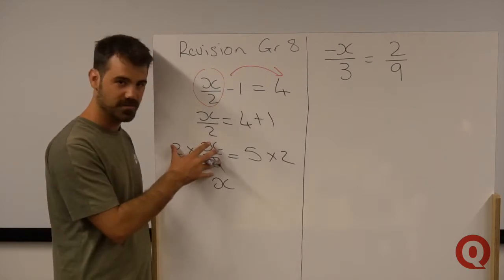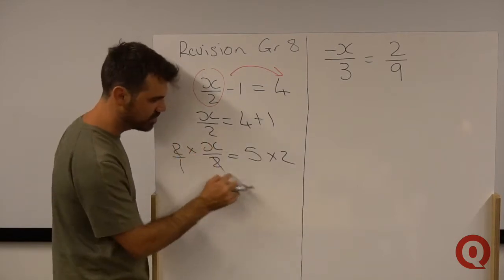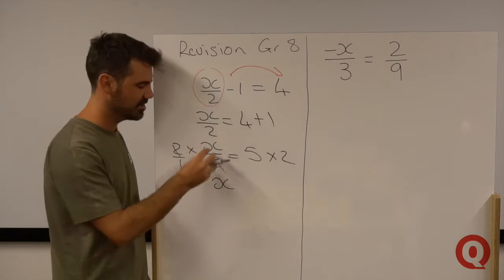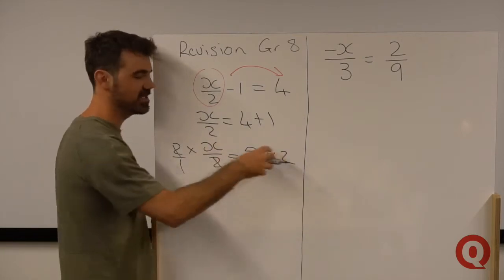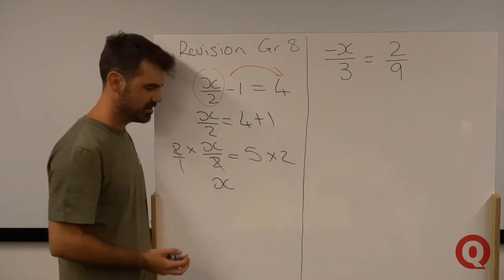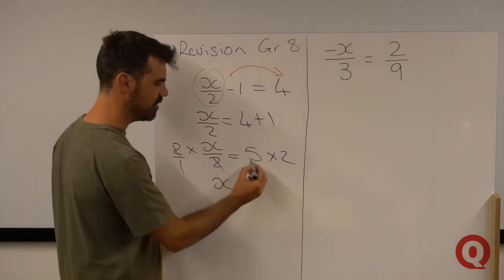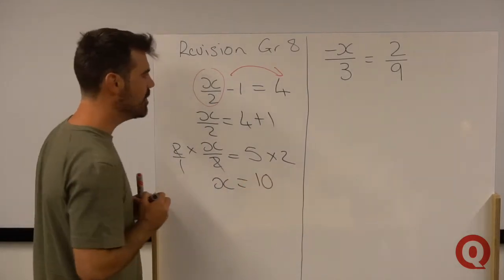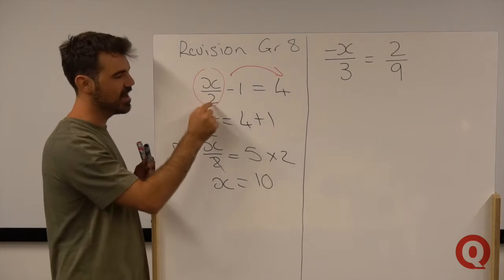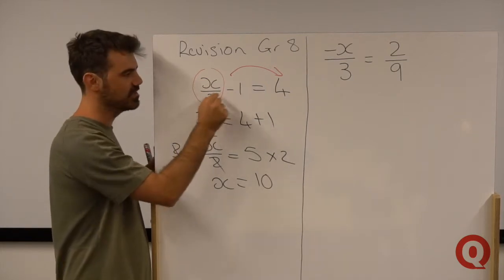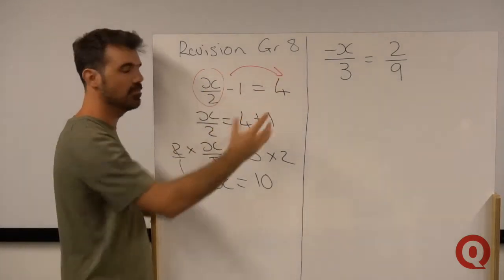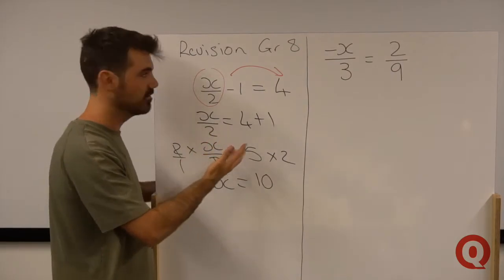So if you were confused by that, don't worry. You can just take this 2 to the other side and it becomes a times. Because on this side it's divide, take it across, it becomes the opposite, it becomes multiply. So now I've got x is equal to 5 times 2, which is 10. And we can check that because 10 divided by 2 is 5, minus 1 is 4. 4 is equal to 4. Correct. It balances. Makes sense, right?